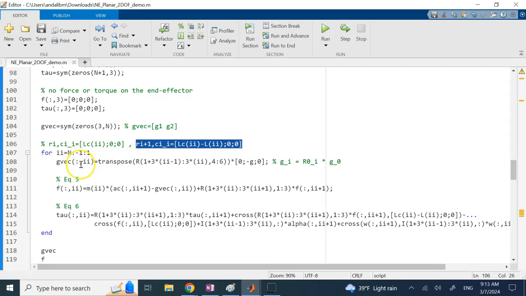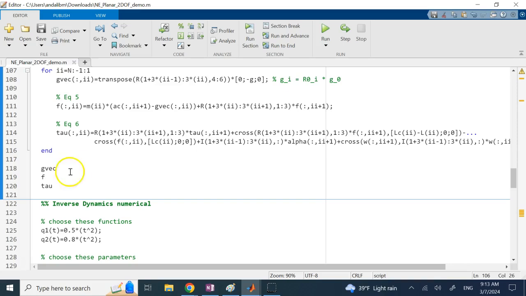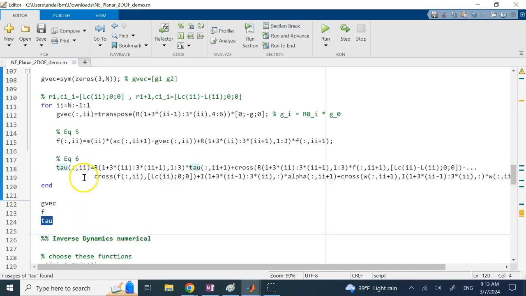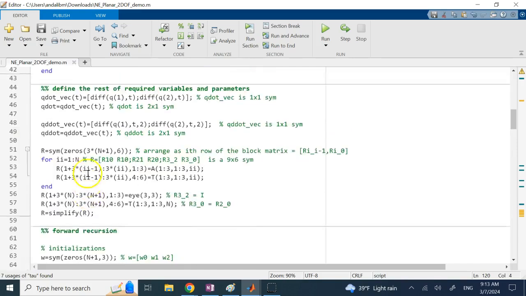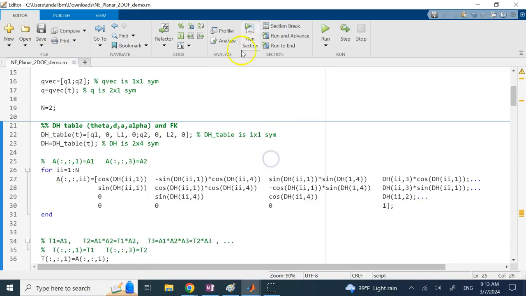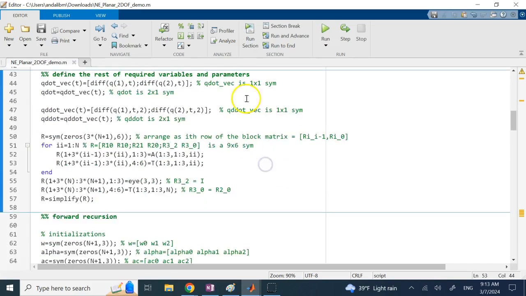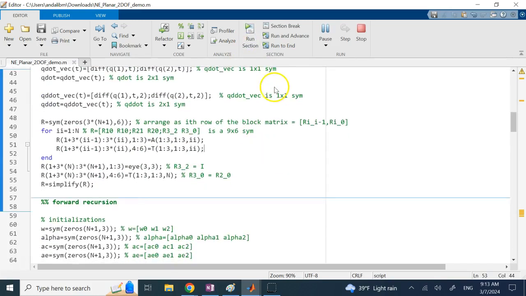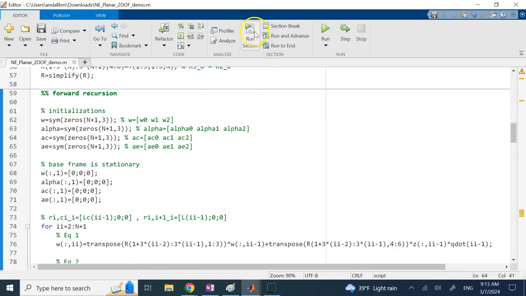Okay, so now equations 5 and 6 are applied, and then I can see the g vector if I want. I can see f and I can see tau. Here by running these two sections I can get everything symbolic. So let's go ahead and run it. Here is this part, then we run this part, then we run this part, then we go to forward recursion.